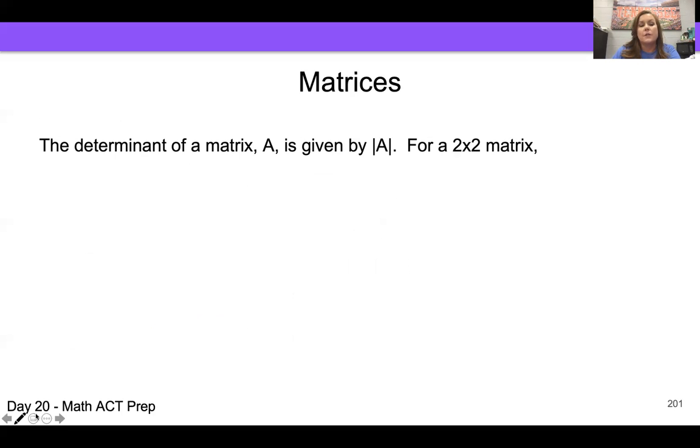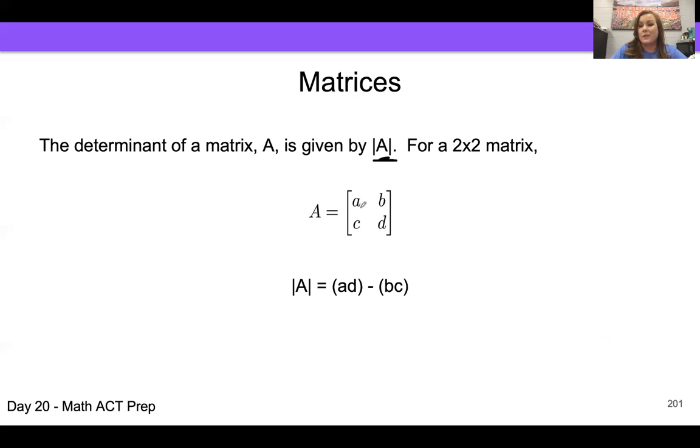Now, the last thing we're going to talk about is the determinant of a matrix. You can see this looks a lot like the absolute value, but it's a capital letter. So when they talk about a determinant, this is a 2 by 2 matrix, and they're labeled A, B, C, D as far as position.